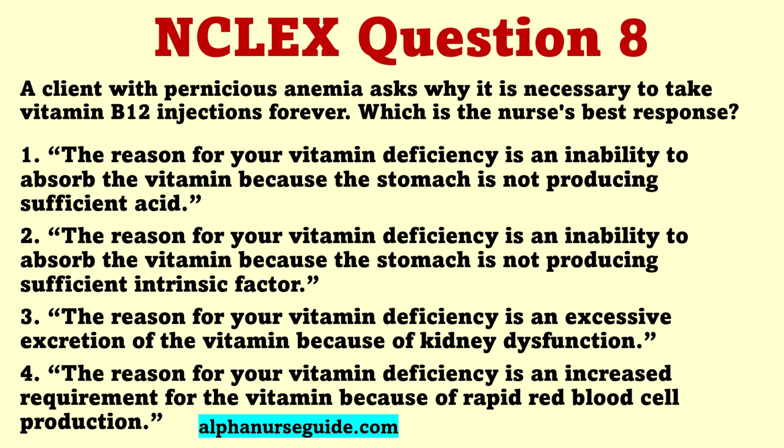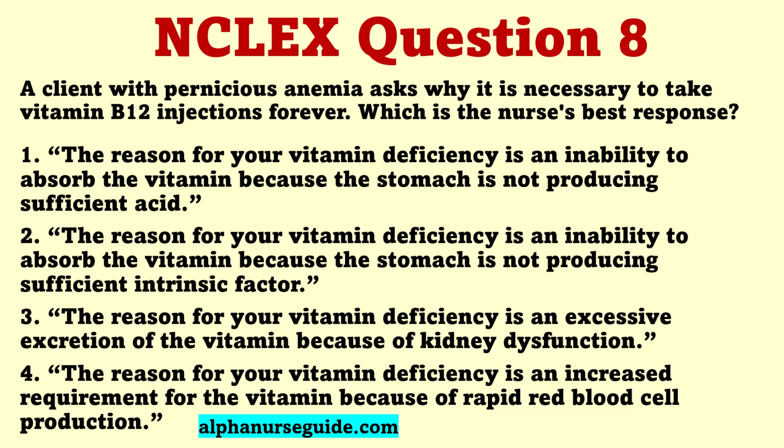A client with pernicious anemia asks why it is necessary to take vitamin B12 injections forever. Which is the nurse's best response? 1. The reason for your vitamin deficiency is an inability to absorb the vitamin because the stomach is not producing sufficient acid. 2. The reason for your vitamin deficiency is an inability to absorb the vitamin because the stomach is not producing sufficient intrinsic factor. 3. The reason for your vitamin deficiency is an excessive excretion of the vitamin because of kidney dysfunction. 4. The reason for your vitamin deficiency is an increased requirement for the vitamin because of rapid red blood cell production.